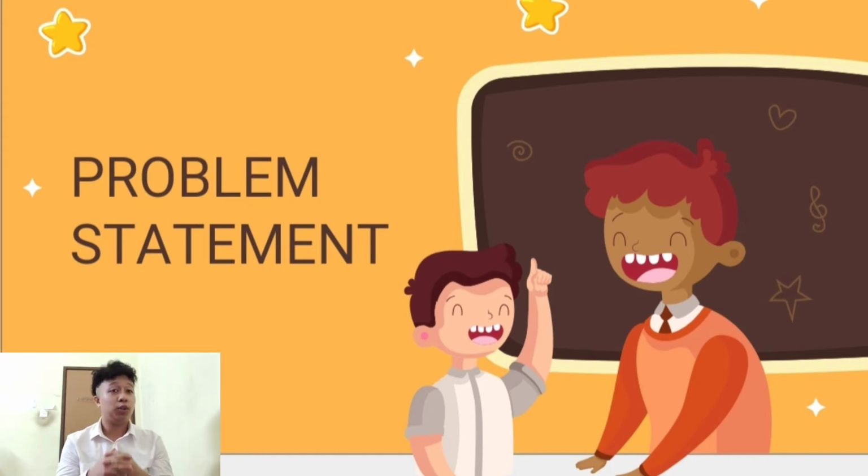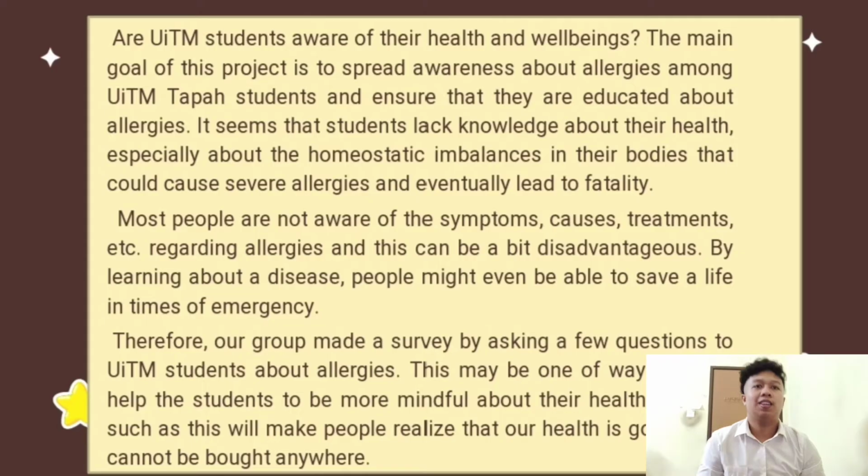Today, I'm going to explain to all of you three things, which is the problem statement, the objective, and also the hypothesis in this allergic survey. What are you waiting for? Let's go. First of all, let us talk about the problem statement.